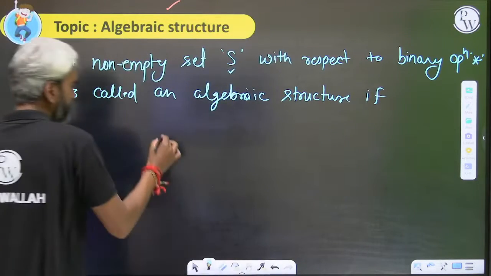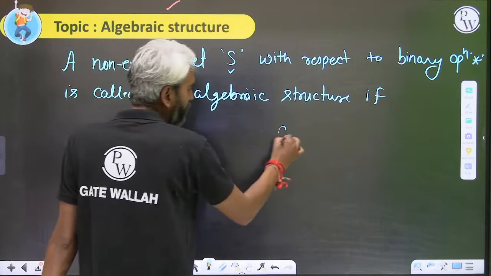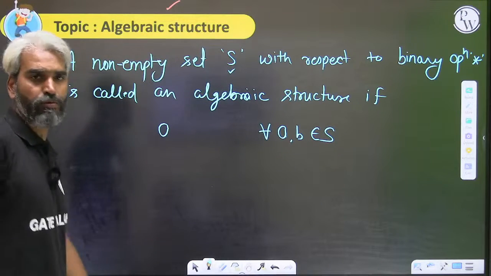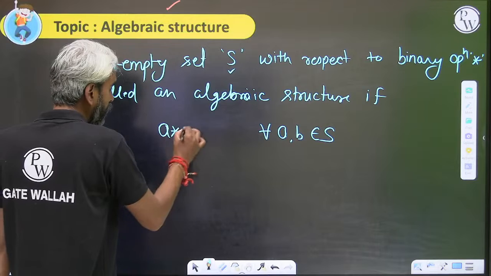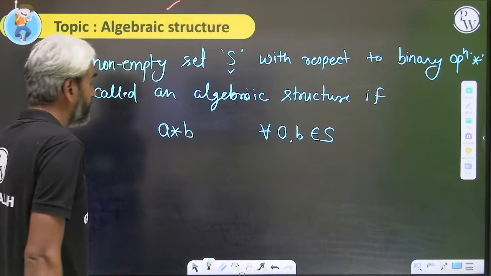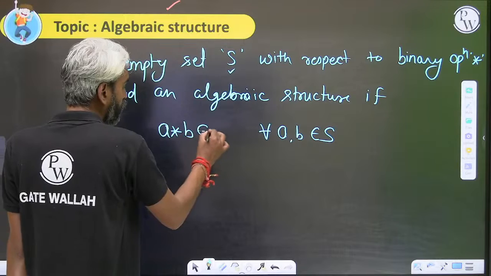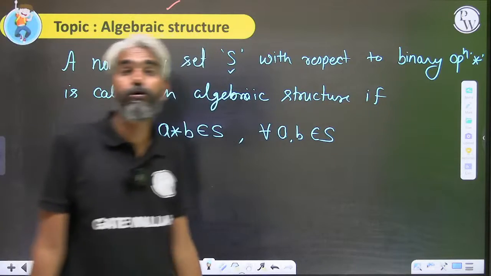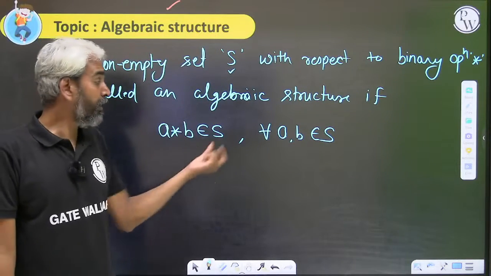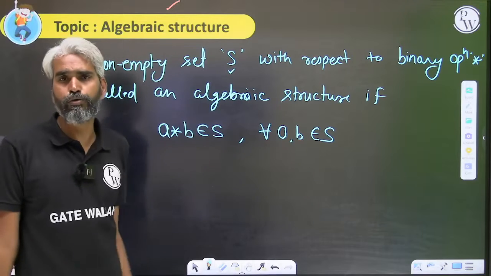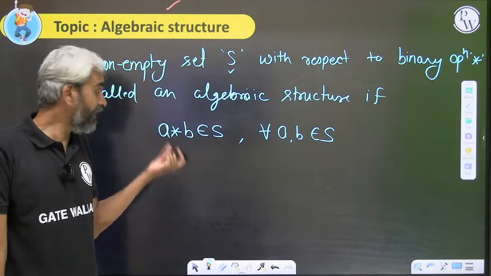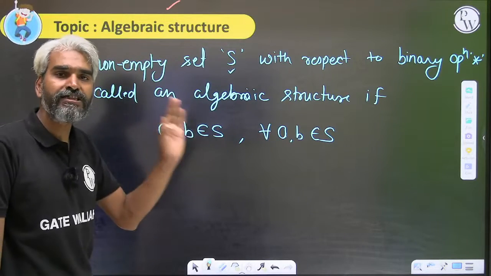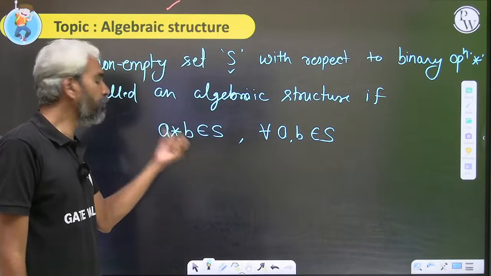This is called an algebraic structure if for any two elements A and B belonging to set S, if you perform the binary operation asterisk on those two elements, then the result, that is A asterisk B, should also belong to set S. So what did we say? The set S with respect to binary operation asterisk will be called an algebraic structure if for every two elements A and B belonging to set S, when you perform the binary operation asterisk, the result should also be present in the set S. It means your set S must be closed with respect to binary operation asterisk.